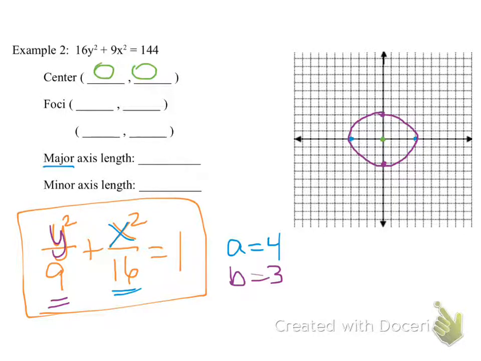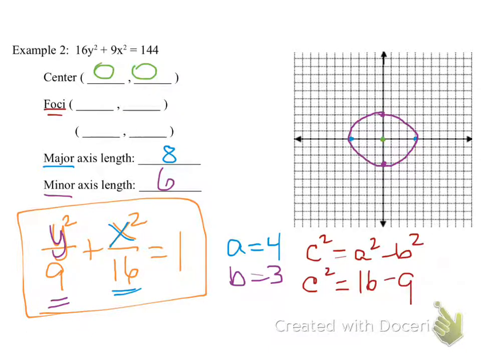Again, the length of my major axis is from one end to the center and back to the other end, so 2a is 8, and my minor axis, which would be 2b, is going to be 6. And now my foci. Again, c squared equals a squared minus b squared. My big denominator minus my small, and I get 7. The square root of 7 is approximately 2.6. So again, moving along in the x-axis direction, since it's longer in the x-axis direction. And then I can identify what those points are, 2.6, 0 and negative 2.6, 0.